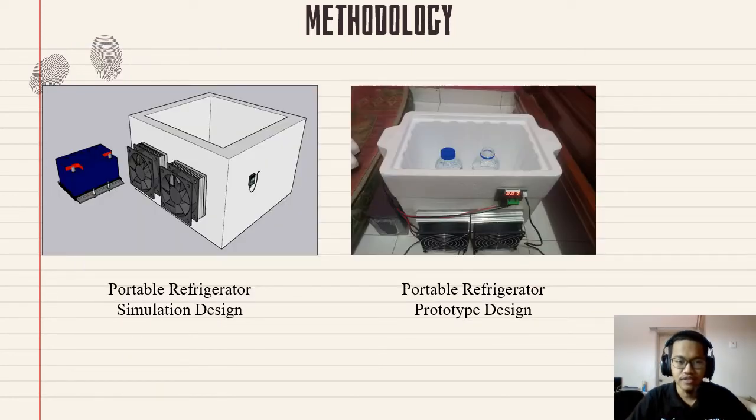There are two figures in this slide. From the left is the portable refrigerator simulation design that I designed using SketchUp 2020. And for the right, this is the prototype of the portable refrigerator that I designed.